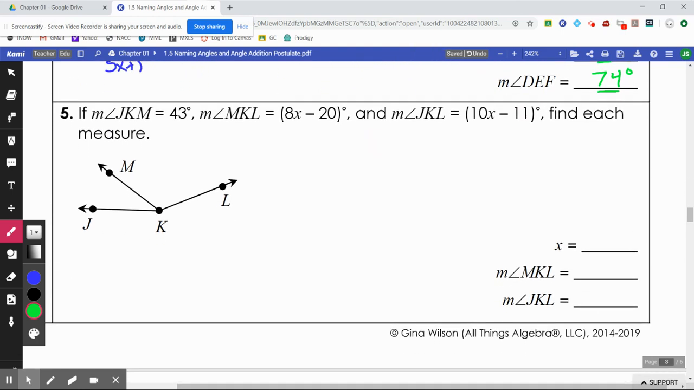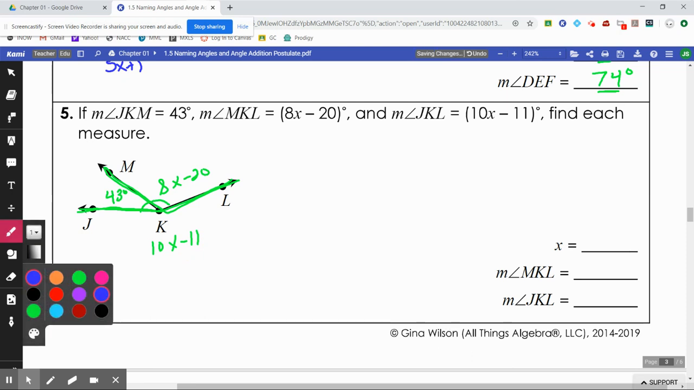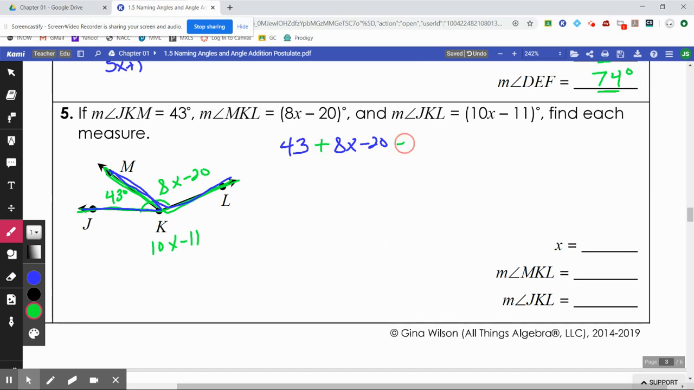Okay, next one, JKM. J to K to M is a 43-degree angle. MKL, M to K to L is 8x minus 20. JKL, that's J to K to L, that's the whole thing, is 10x minus 11. Now again, we know if you add this angle, 43, and this angle, 8x minus 20, when you add them together, it will equal the whole thing, which we said was 10x minus 11. Just like the segment addition postulate.